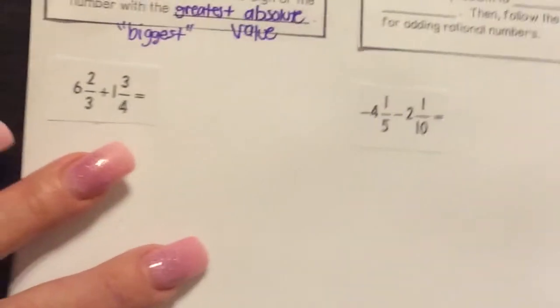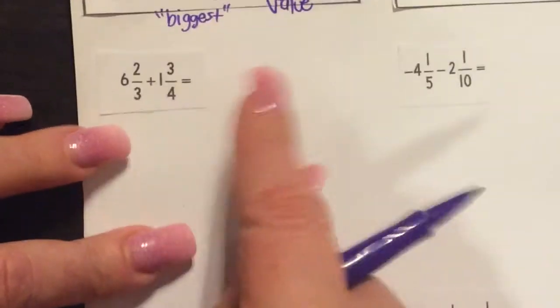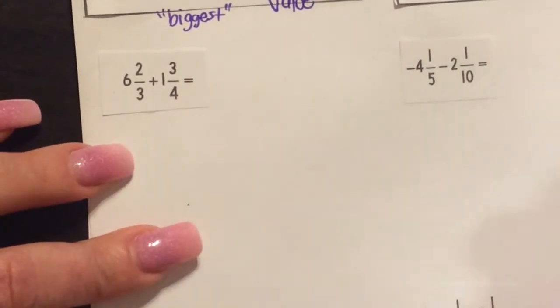And so that might help you remember when you have to add numbers that have different signs or the same sign. So same signs, add and keep.